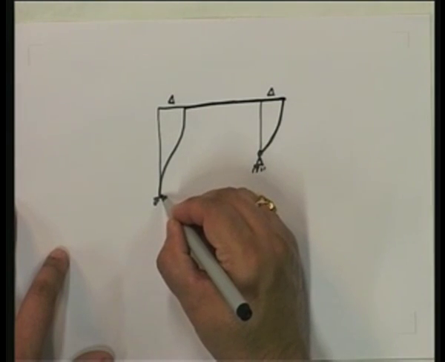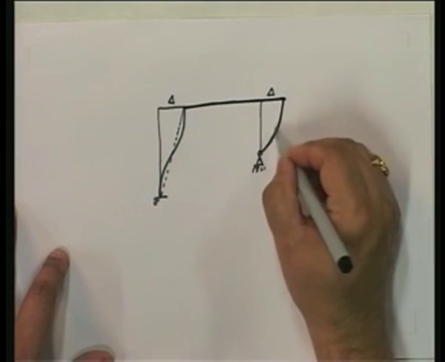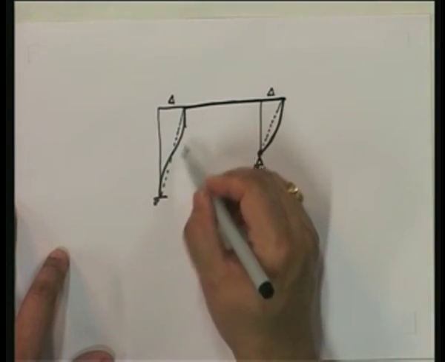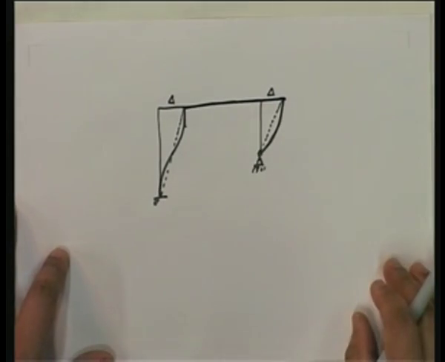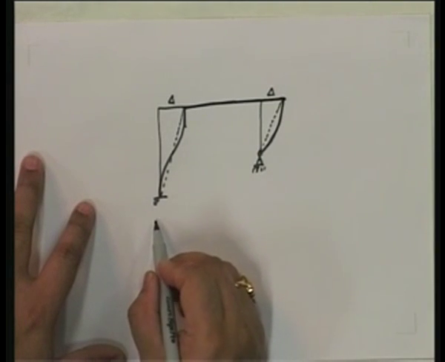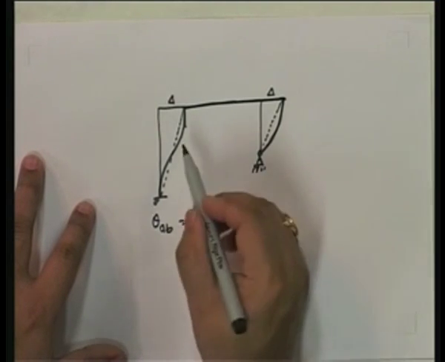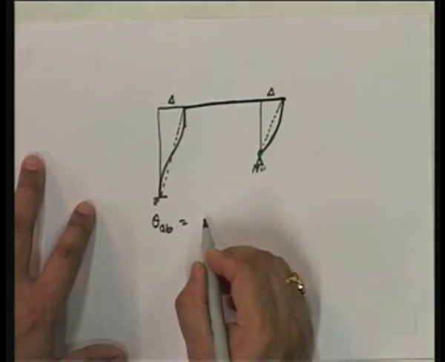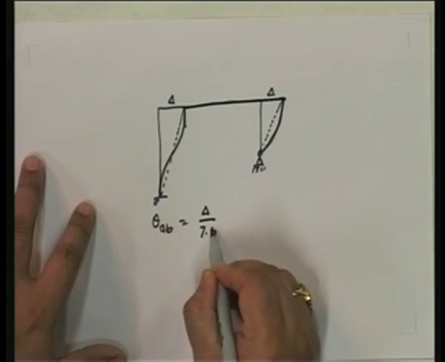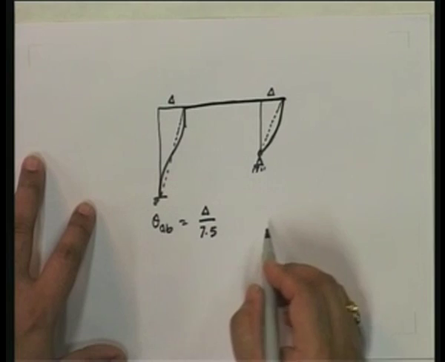So what are the fixed end moments? For calculating the fixed end moments, it is very easy. All I need to do is find out what the rotation from the chord is and plug it into my equation. So theta AB is equal to delta by 7.5. Positive or negative? From the chord to the tangent, anticlockwise, positive.